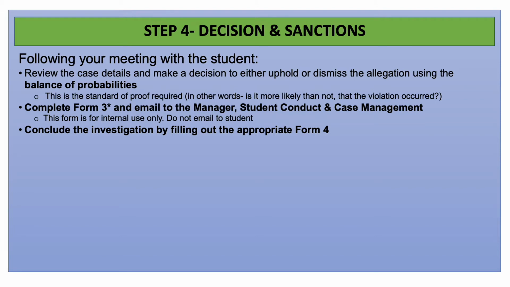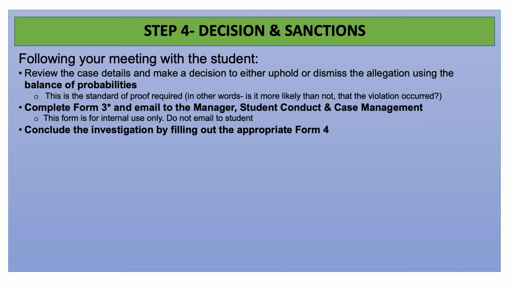If we zoom in on Step 4 from the flowchart, you can see this step picks up following your meeting with the student and includes reviewing the case details and making a decision whether to uphold or dismiss the allegations using the balance of probabilities as was discussed in video 3 of this series. At this stage, you would complete the incident report form, which is Form 3, if you've not done so already. And again, remember that this form is an internal document and only goes to student affairs and not to the student.